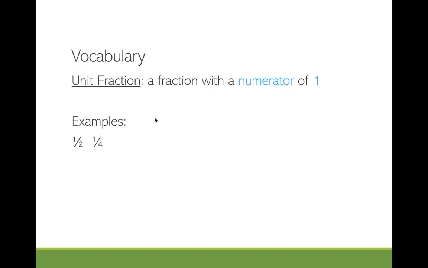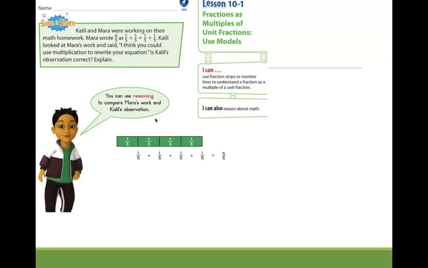A unit fraction, we've heard this term before. It's a fraction with a numerator of 1. Some examples are 1/2 or 1/4. Any fraction that has 1 as a numerator is considered a unit fraction because it's 1 unit of something. Another example could be 1/8, 1/6, 1/12. Those are all unit fractions whenever it's a numerator with a 1.